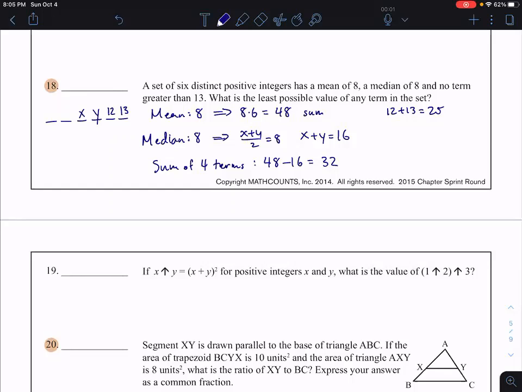Yeah, 25. And that means that the first 2 terms, their sum will be not 48. Their sum will be 32 minus 25, or 7. So the sum of these are 7. Okay? So if the sum is 7, then we already know that the smallest possible number can be 1. And that just means the second one is 6. So basically, the answer is 1.